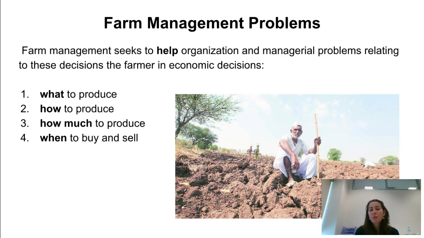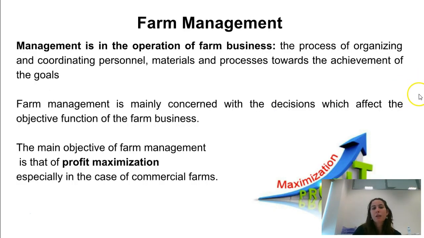So for example, apples only come to harvest one time per year, so I need to sell my apples in the fall when they are ready for production. Farm management is operating the farm business: all the coordination of the laborers, the managers, the materials, and the processes that I need in order to achieve my goals. My goals are to manage my enterprises.